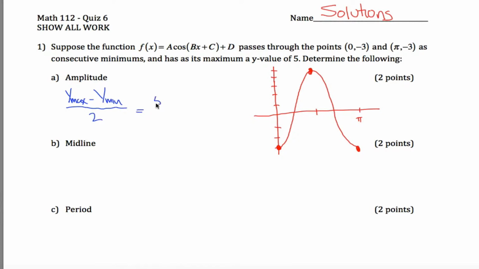So the maximum value appears to be 5. The minimum value is -3. And so 5 minus -3 is 8. Divide that by 2, you get 4, which is the amplitude here.